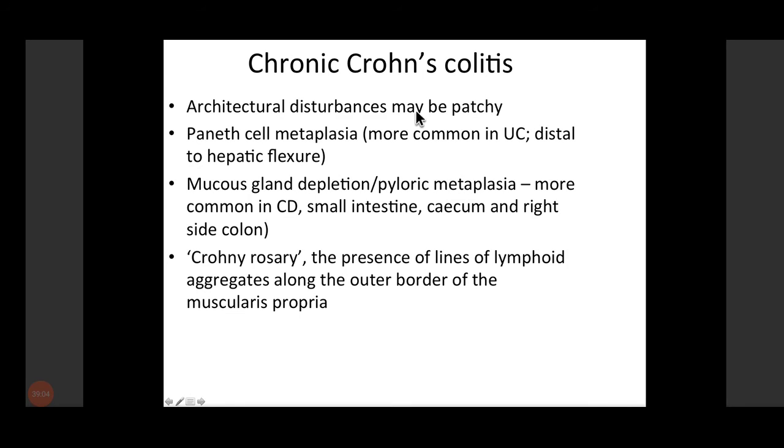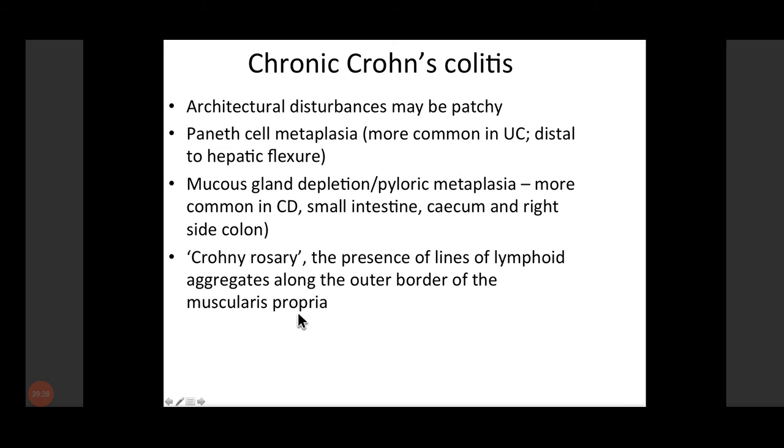Architectural disturbances may be patchy. Paneth cell metaplasia is more common in ulcerative colitis, but what you commonly get here is a gastric type of mucosa, pyloric metaplasia. That is more common, but you can get Paneth cell metaplasia also. And then another very important feature is the presence of lymphoid aggregates along the outer border of the muscularis propria.